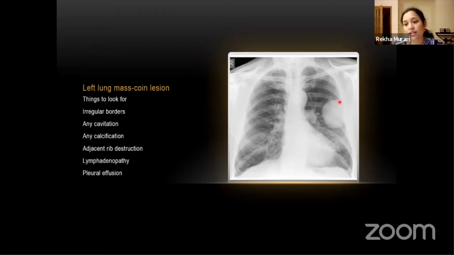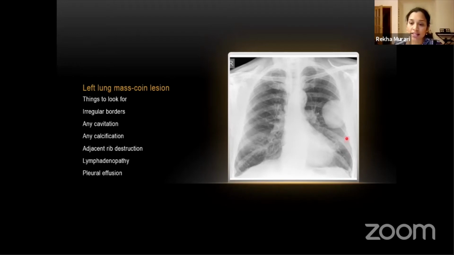Is there any adjacent rib that's been destroyed by the mass? Because if it is a malignant lesion, that will cause destruction of the adjacent ribs, which looks okay here. And are there any lymph nodes, mainly in the hilar region and the mediastinum? If there was a malignant mass in the lung, you would expect some lymph nodes, hilar and mediastinal and supraclavicular, and so on. So it's important to check that. And also pleural effusions. Are there pleural effusions, especially one-sided? If there was a lung tumor on the left, you'd expect some unilateral pleural effusion on the same side.